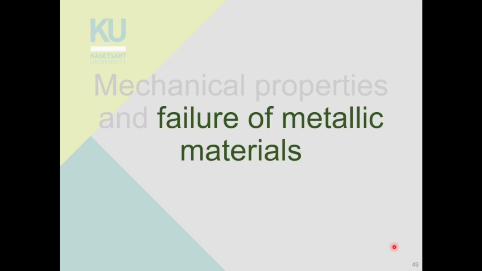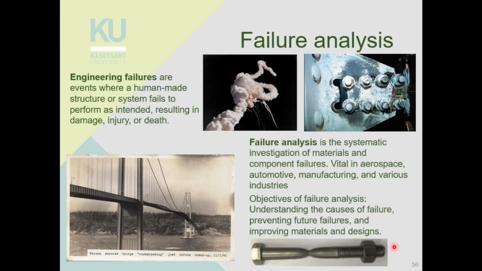Okay, so the second part of this class is the failure of metallic materials, right? So we've learned about mechanical properties of metallic materials. Next, we will look at the mechanical failure of metallic materials, right? So first of all, we have to know about failure analysis, okay? And you can use this technique of the steps to find failure in any field of study, right? So first of all, we have to define what is engineering failure, right? Engineering failures are events where a human-made structure or system fails to perform as intended, resulting in damage, injury, or death. Right.